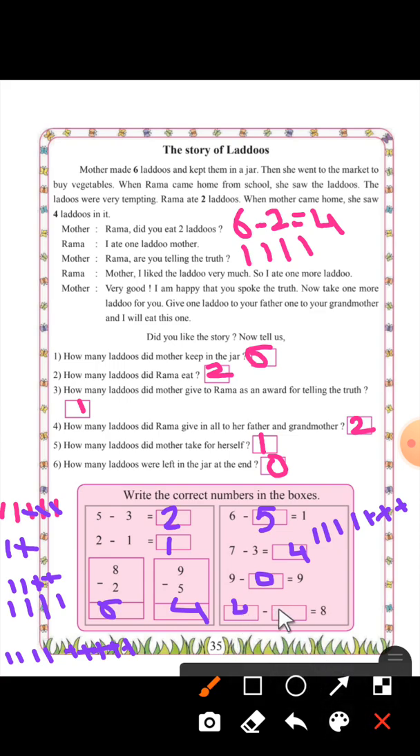dash minus dash is equal to 8. From which number we will minus which number? So we will get the answer 8. Here we will write 12 minus 4. So the answer will be 8.